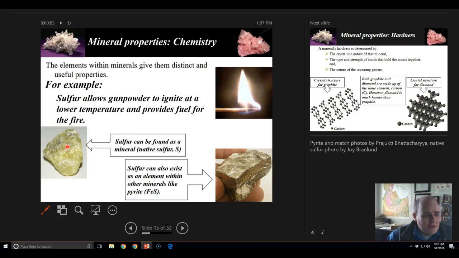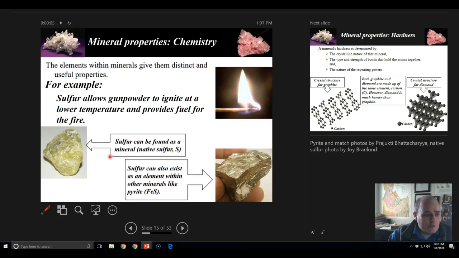We call it native because it only has one thing in its chemical composition, sulfur. And we use it a lot to ignite gunpowder and other things at lower temperatures. We put that sulfur in the gunpowder, and then you can light it at different temperatures. That's the same thing for a match. When you have fireworks and things like that, you often have this rotten egg kind of smell to it, and that is sulfur, and it helps the fire burn at lower temperatures.